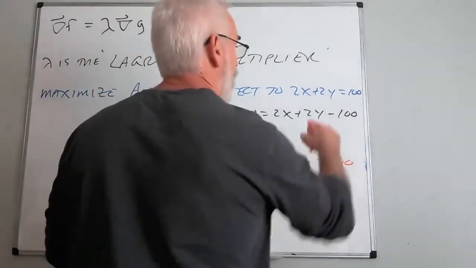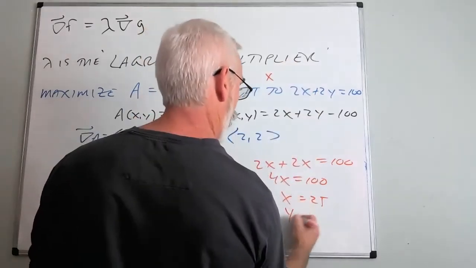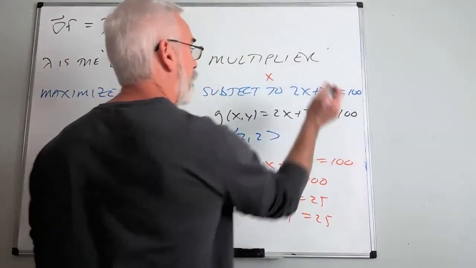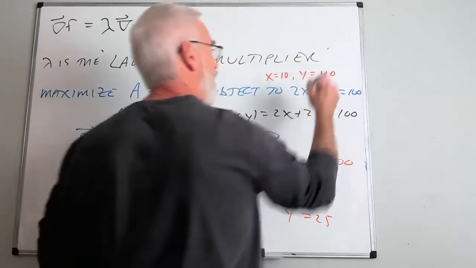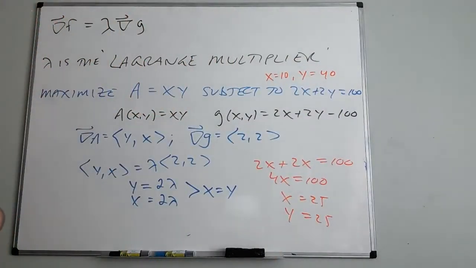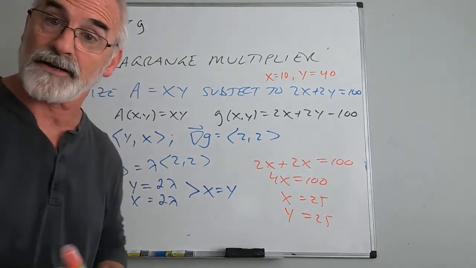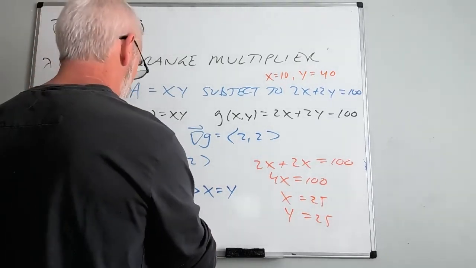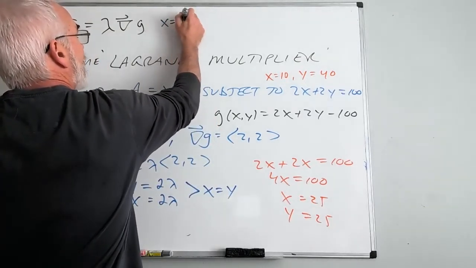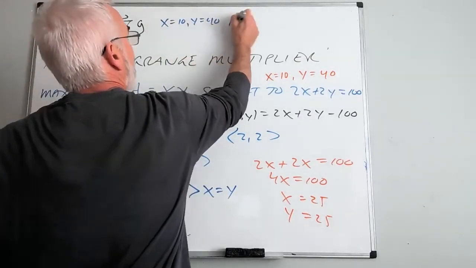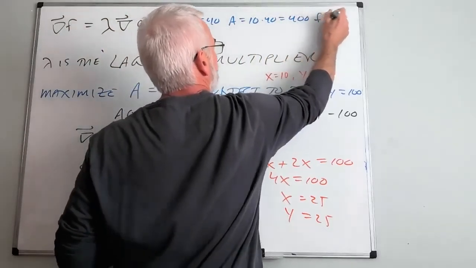So just for the heck of it, how about if x, by the way, and y is also 25 because x equals y. What if I said x equals 10 and y equals 40? That satisfies the constraint. That's not necessarily the best choice. I'm just finding something that satisfies the constraint. So now let's go back to the area. When x is 10 and y is 40, the area is 10 times 40 or 400. And I think it was square feet in this case.